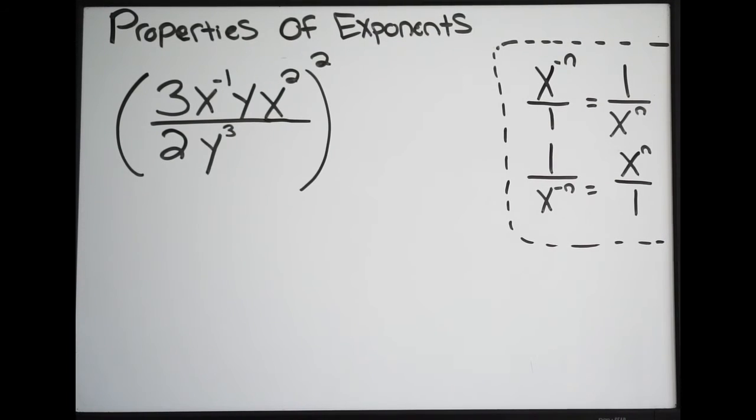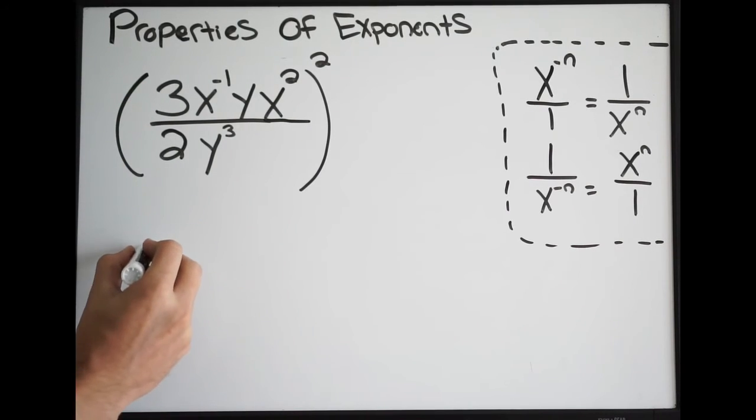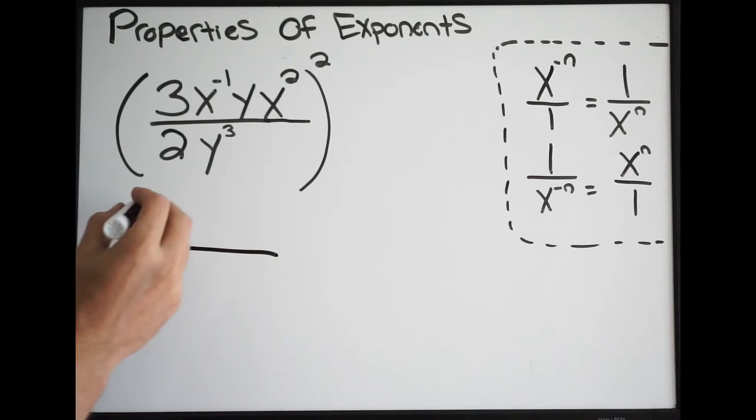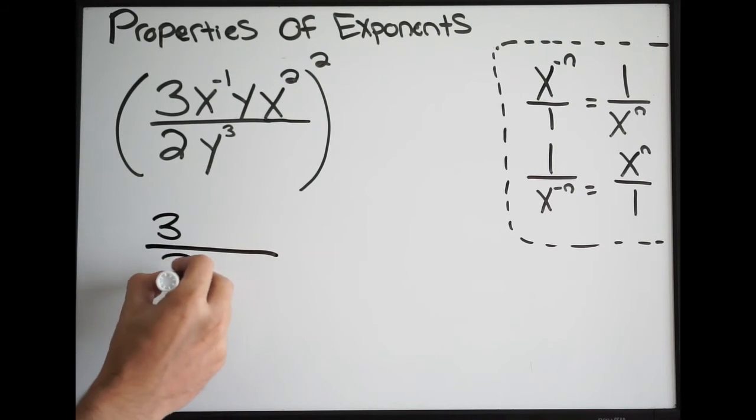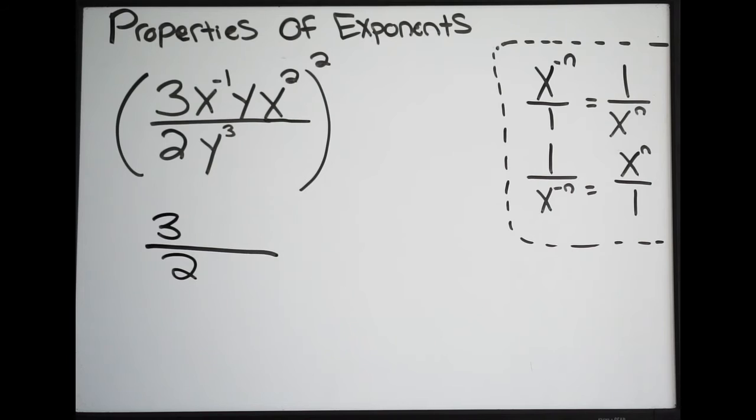Okay, so here's our next example. Again, I always like to do the coefficients first. So in this case, I'm going to do 3 divided by 2. So let's go ahead and write this out. Well, 3 divided by 2, we're just going to do 3 over 2. Just leave it like this. Let's move on to our variables.